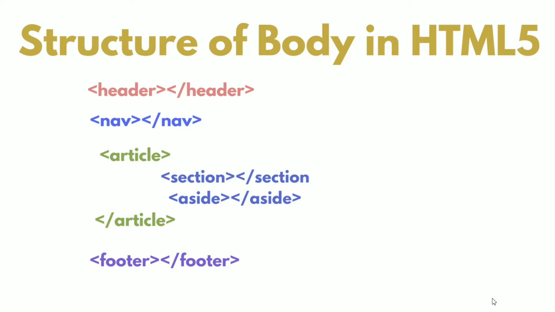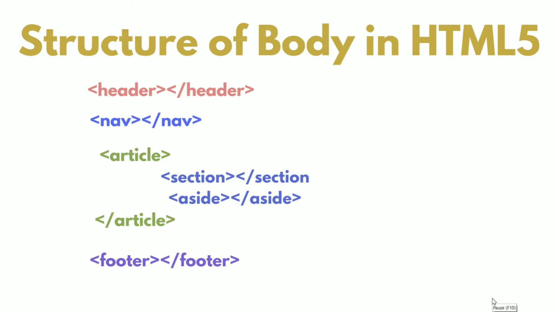Why do we have to add the header? The header contains things like the logo of the company as well as the menu icon, whereas the navigation contains the geolocation API, and the article includes the contents of the website. The section has the contents, and the aside has the ads or extra information. Next we have the footer, in which we add the copyright and different links related to the company.